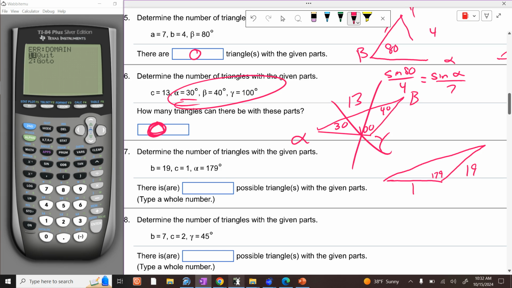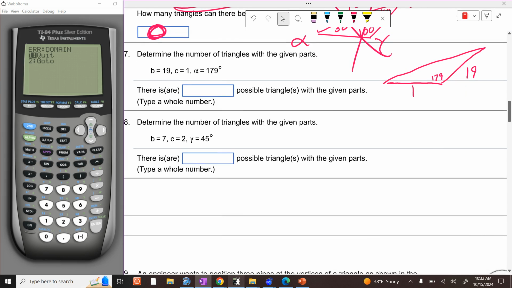For this one, you'll have to use the law of cosines to see if you get another side. Okay. Could there be 2 different triangles with 179 in each of them? No. So the only possibility is 1, or if law of cosines doesn't work for this, then what do we have? 0. Okay. And the same with this one.